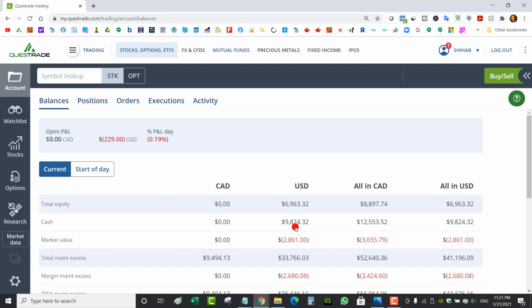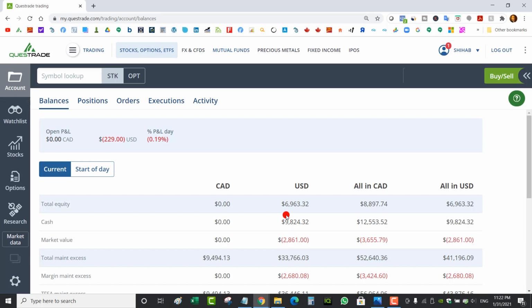3,000 comes out, 200 comes in from selling the call option. So net impact is a debit of $2,800 on my cash line. Now on your maintenance excess, well, that'll depend. Buying the shares itself has its own calculation.